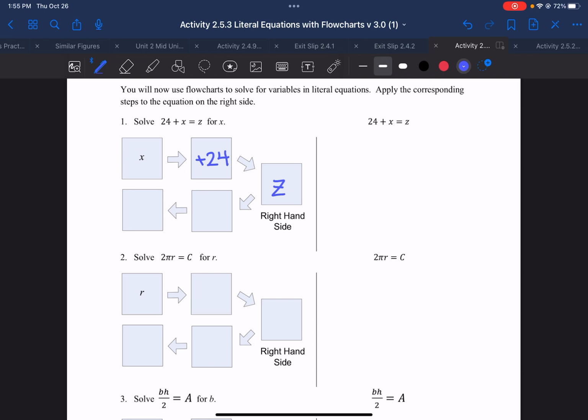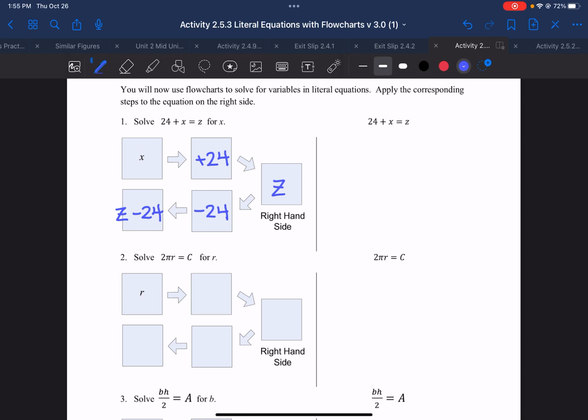Now going down our flowchart in this box, we're going to say what the opposite of adding 24 is. We know the opposite of adding is subtracting 24. And our answer is no longer going to be one number. Our answer is going to be an expression, z minus 24. Since we don't know what z is, we cannot solve for x in terms of one number as an answer. So here's what that looks like on the algebra method.